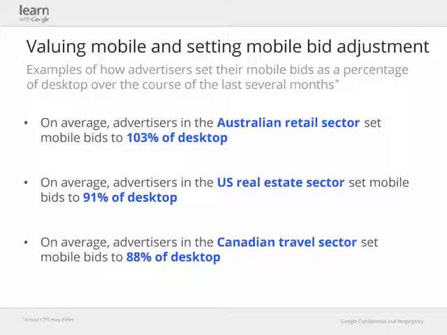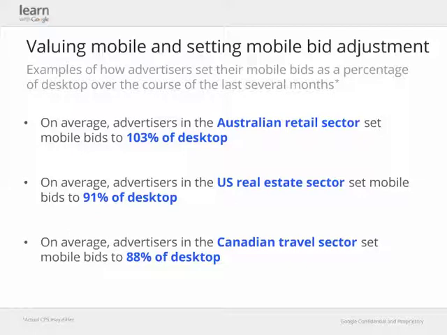On average, advertisers in the US retail sector set mobile bids at 91% of desktop. And this is based on market nuance. They're finding that more people are actually, on average, searching on desktop as well as mobile, so they want to capture both. People's place of work is close to points of purchase, so they can search when they're at their desk as well as on the go in the US.